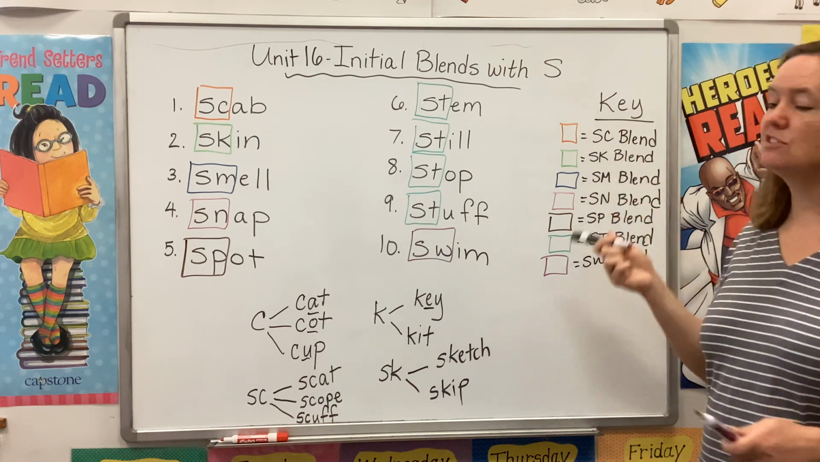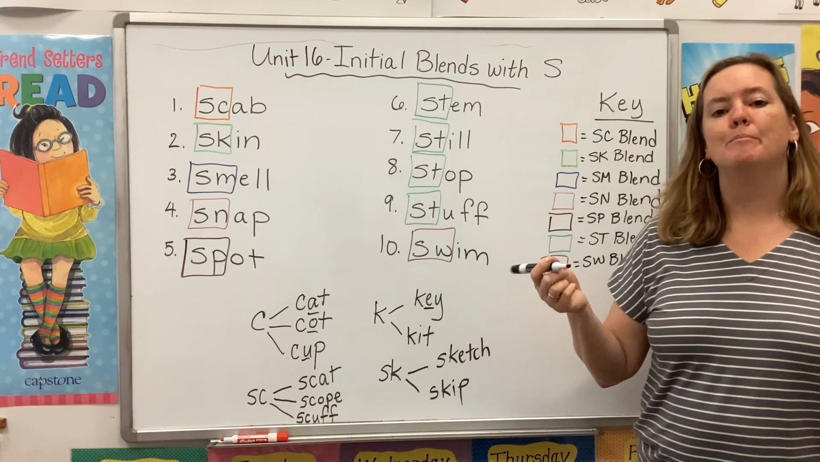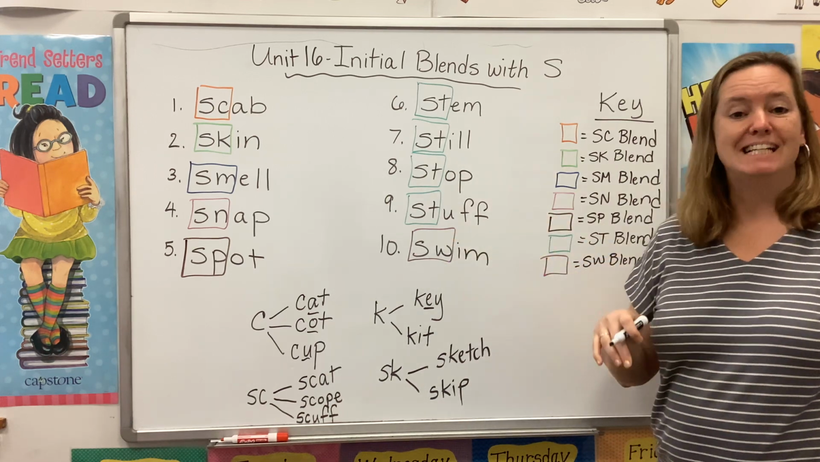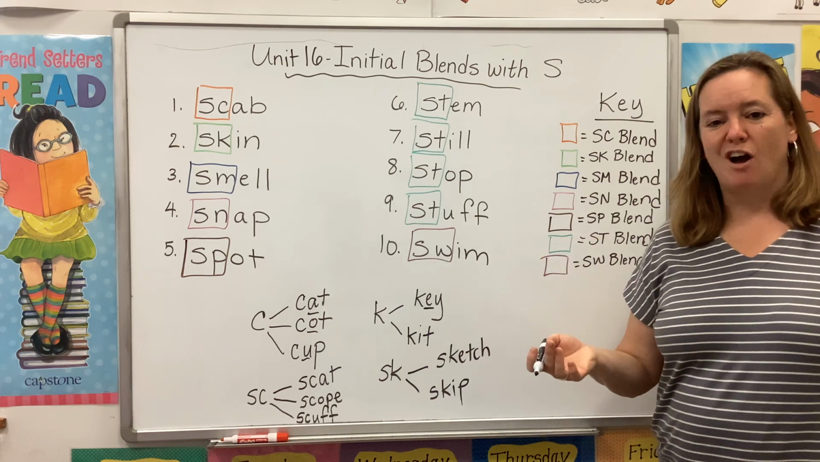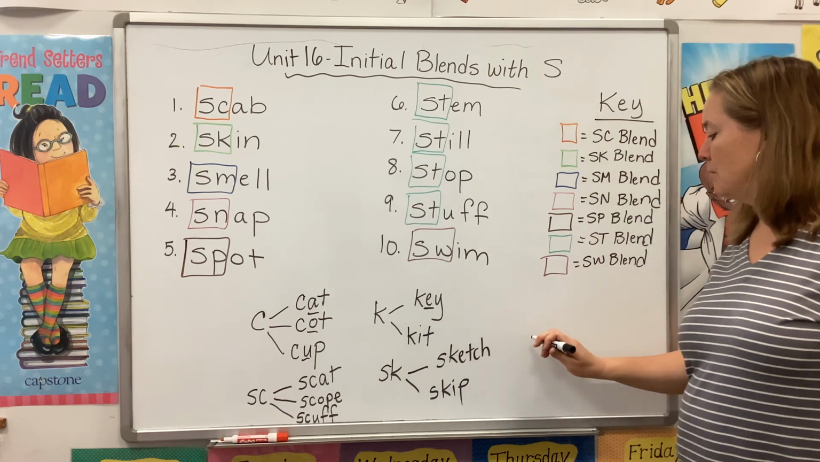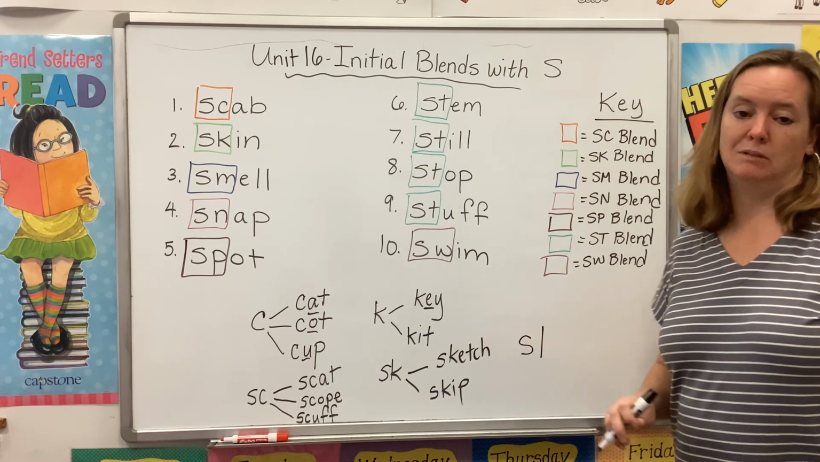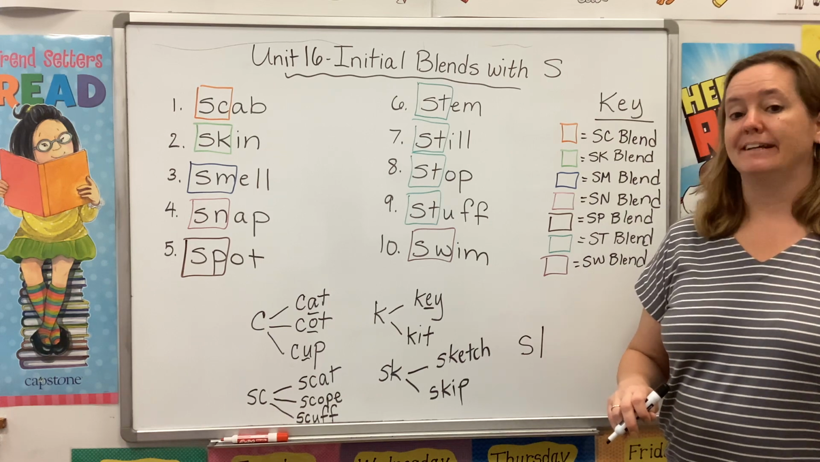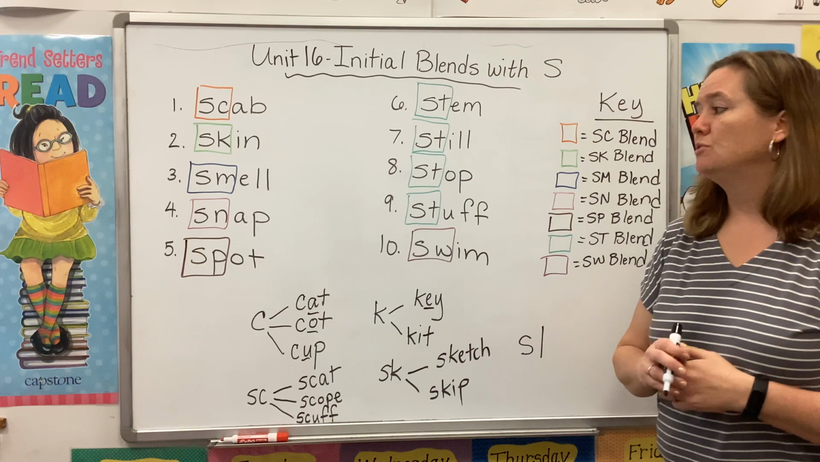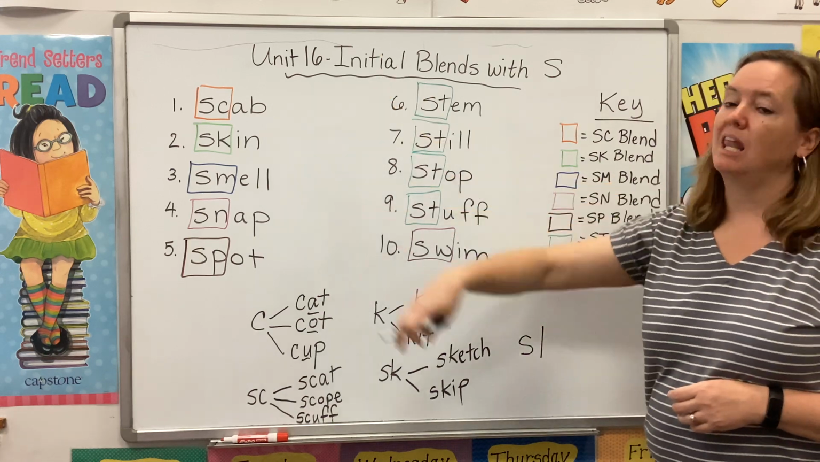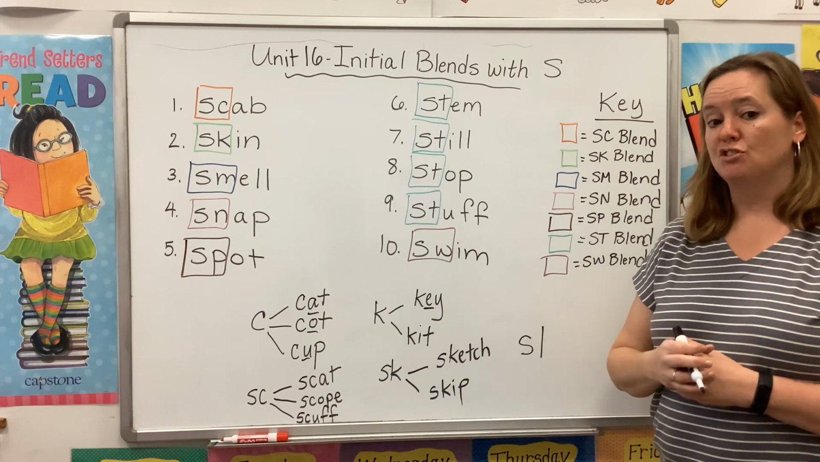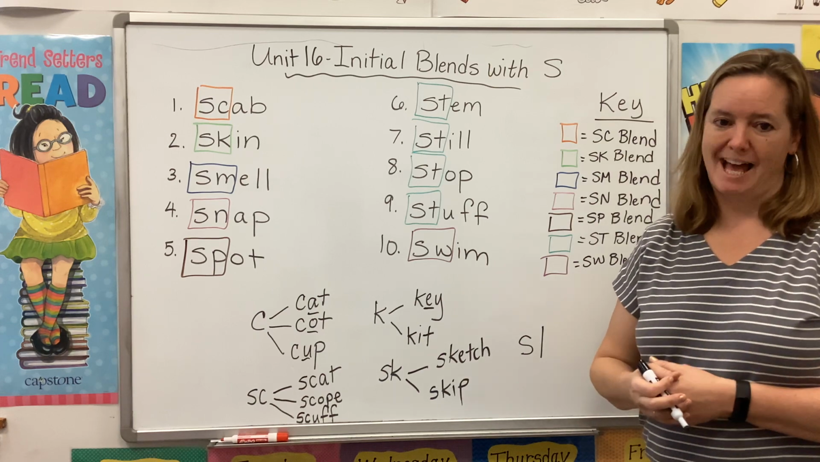Okay, so these are all common beginning blends in our language. Now there's another one that I didn't include here because we talked about it last week, and that was the SL blend in words like slip and slide and slow. Okay, so just keep that in mind. There are lots of different words we can make by starting with an S blend.